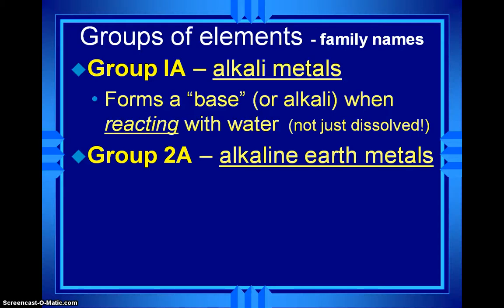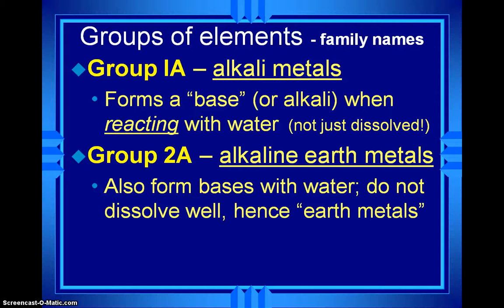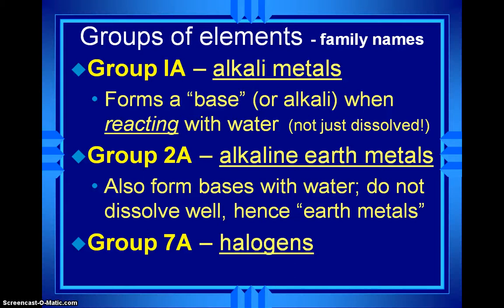Group 2A are called the alkaline earth metals. They also form bases when they react with water, but they're not quite as reactive. They don't dissolve well, which is why we call them earth metals. So we typically find them in their solid form in the earth, rather than like the alkali metals, which have already reacted with water. Group 3B is set low. That's a big group, and I'll point it out in a minute when we look at a diagram of the periodic table. Those are all transition metals. We sort of set them aside.